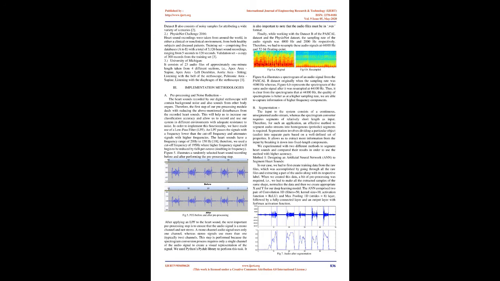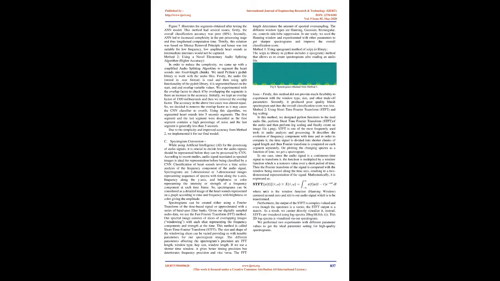B. Segmentation. The input to the system consists of a continuous, unsegmented audio stream, whereas the spectrogram converter requires segments of relatively short length as input. Therefore, for such an application, an effective method to segment audio streams into homogeneous, periodic segments is required. Segmentation involves dividing a particular object, audio, into separate parts based on a well-defined set of properties. It allows us to extract more information from the input by breaking it down into fixed-length components.